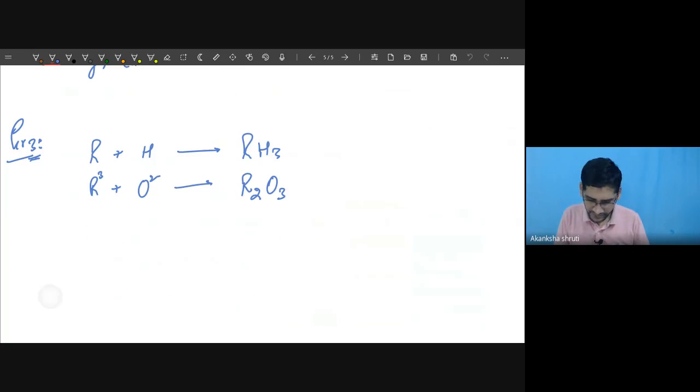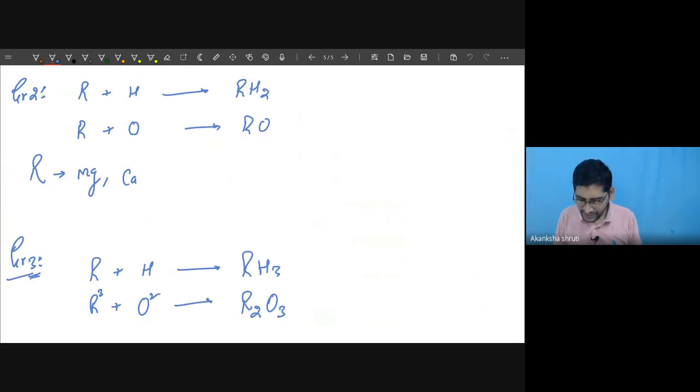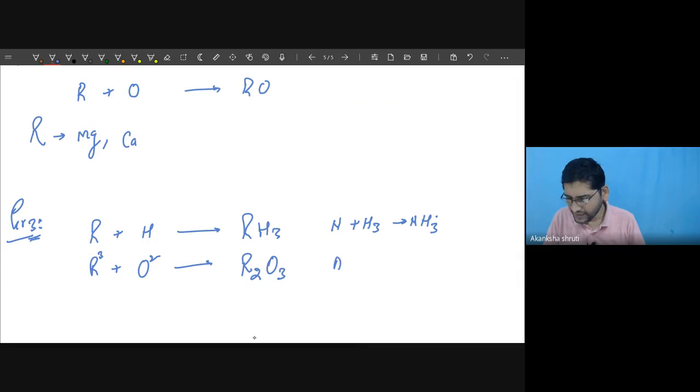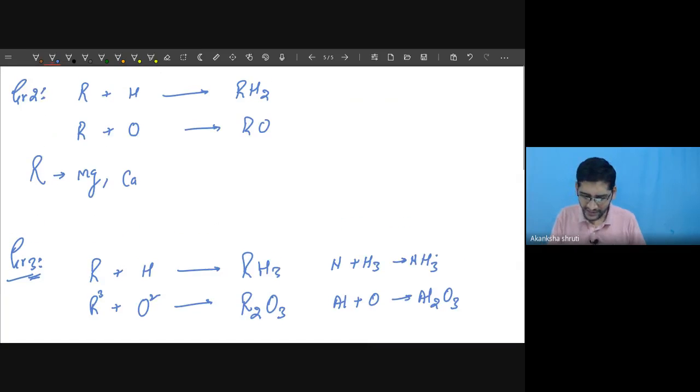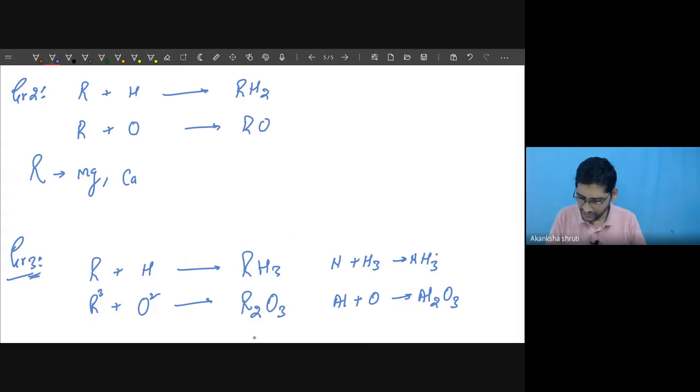For the group, student, you can write a few examples also. Like nitrogen with 3 hydrogen forming NH3, aluminium with oxygen forming Al2O3. So this example I think you can write by yourself also.